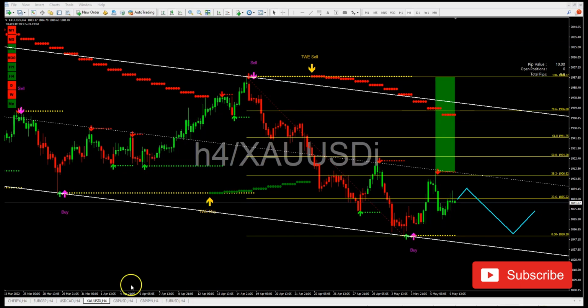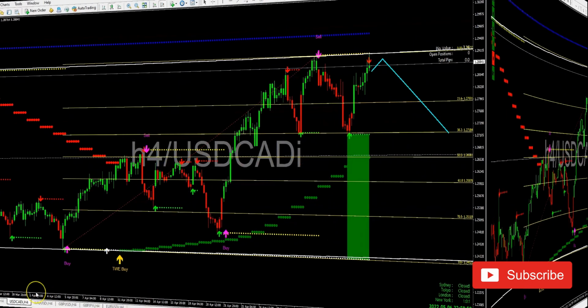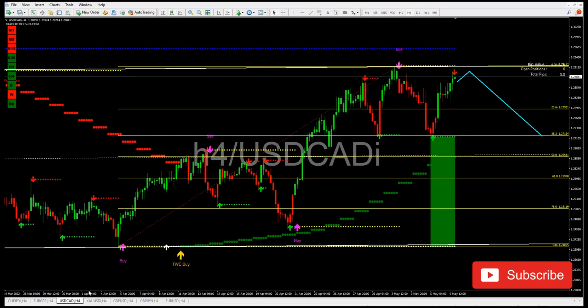All right, let me give you the next pair, guys. The next pair that I have for you is USD CAD. Look at what USD CAD is doing, guys. Look at the dashboard. What's the dashboard saying? Look at how simple it is using multiple time frame, guys. Look at how beautiful and simple it is. Look at that. Boom. It's saying what? We are buying. That's exactly what it's saying.